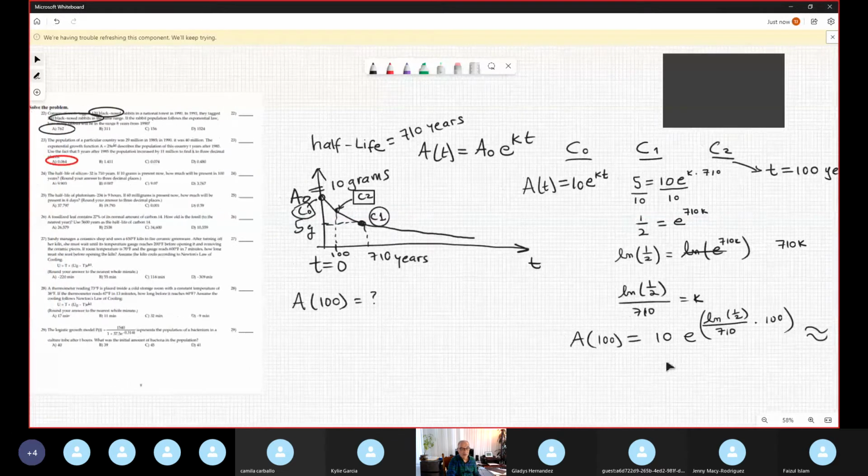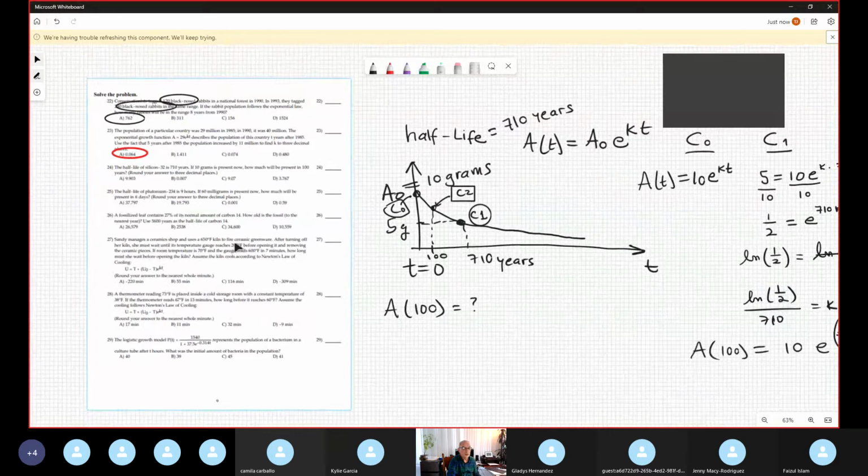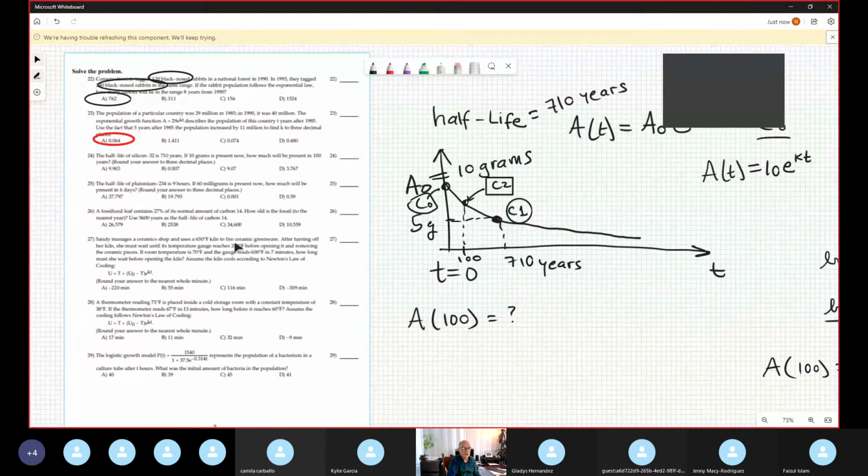Okay, that was problem 24, no? Yeah, 24. And the answer was this, C, no? Okay. No, I did it wrong. It's this. 24. Now 25. 25 is similar.